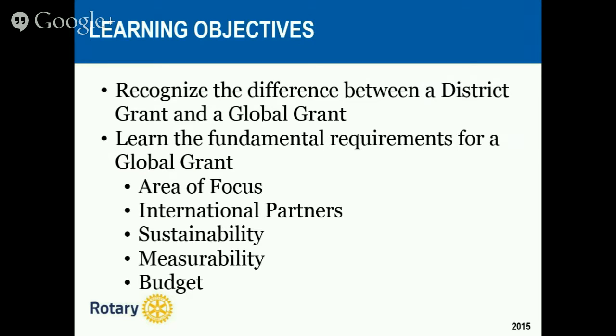Each grant must have international partners working together. The project must be sustainable, its success must be measurable, and the budget for the project must be $30,000 or more to qualify for global grant funding.